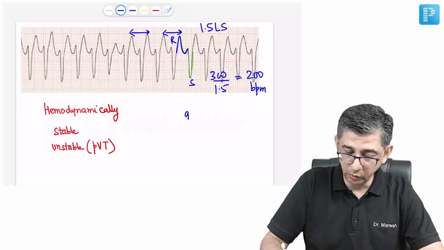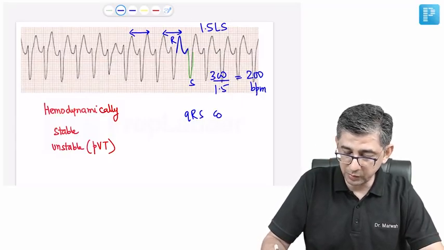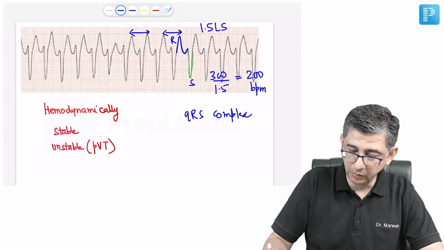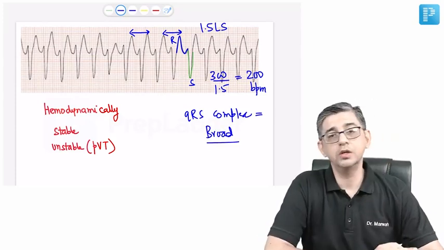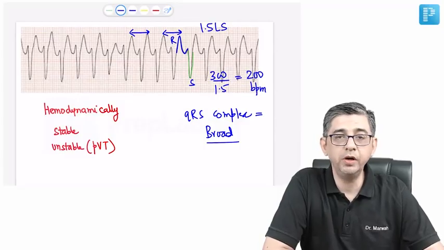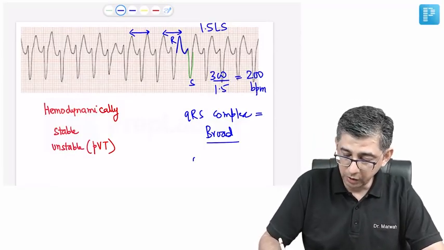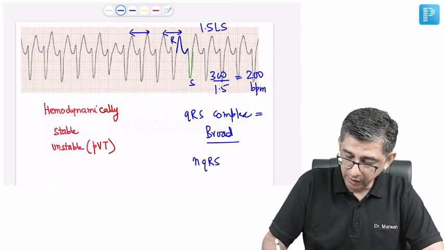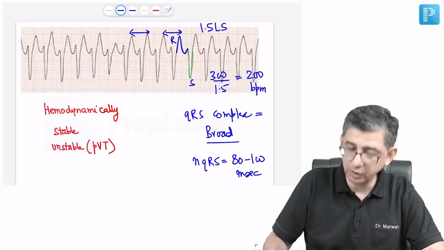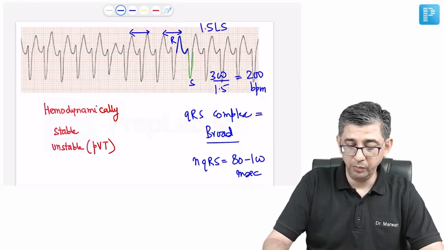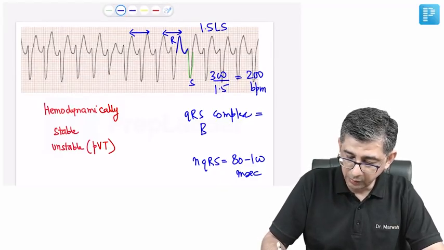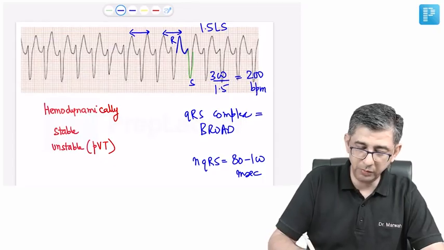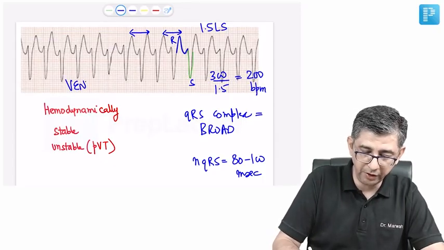Overall, the QRS complex of this patient is broad, in the sense that normally the QRS complex should fit into 2 to 2.5 small squares. Normal QRS, as I have described, is 80 to 100 milliseconds. But if you encounter tachycardia and the QRS complex of the patient is broad, your diagnosis would be VT, that is ventricular tachycardia.